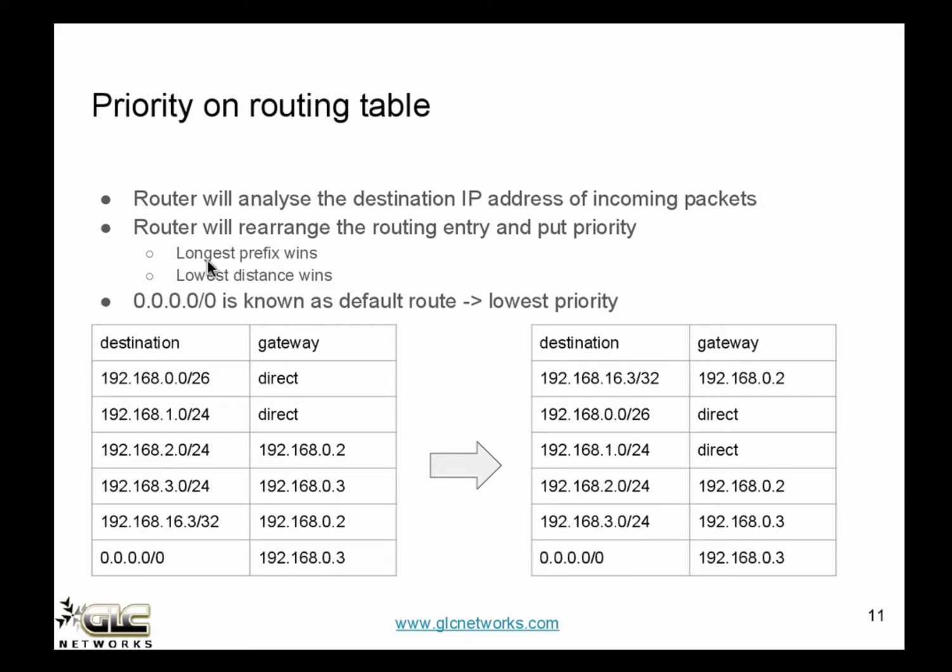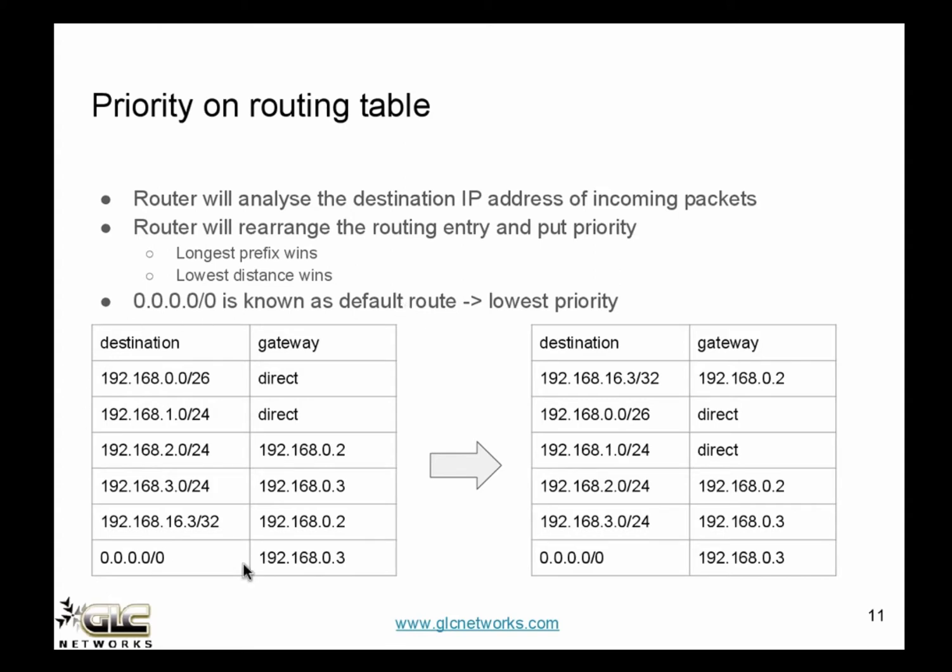If both are the same, then we will use the lowest distance. So first is the prefix, and second is the distance. And 0.0.0.0/0 is known as the default route. You should know that this default route, even though it's called default, is the lowest priority.